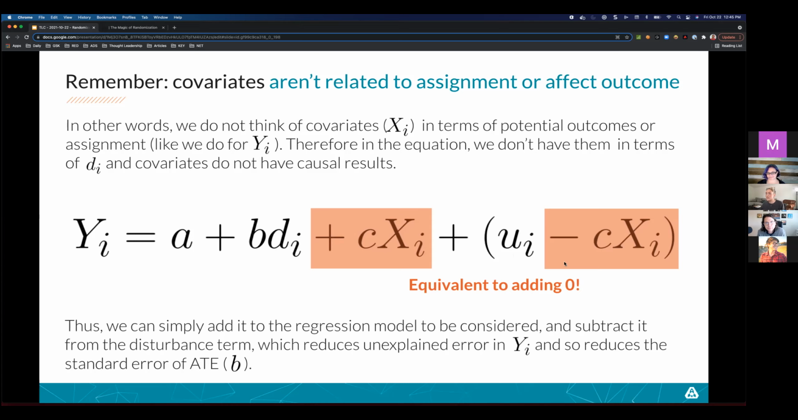So what it does is, like I said, it's now able to take this term into consideration when the regression solves for our coefficients. And the other thing it does is it reduces the standard error of B because we are actually reducing this error term of U_i, or the unexplained variation. Whatever value U_i is, now we're subtracting something from it, so it's less.